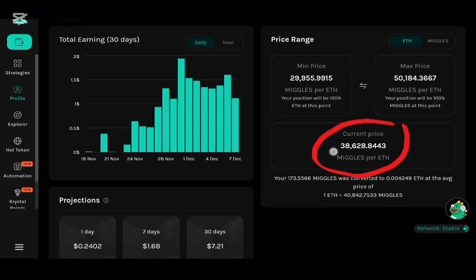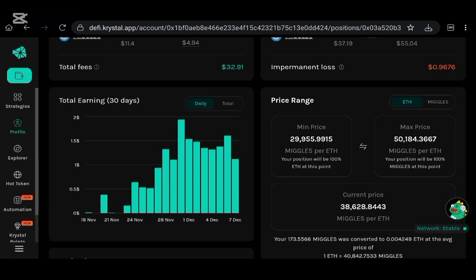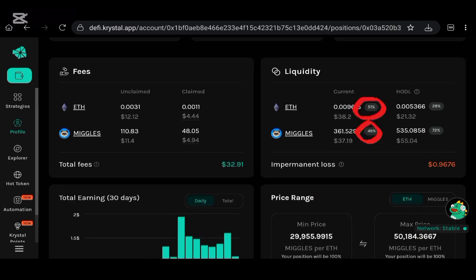That's because of the current price, you see the current price of Miggles per Ethereum. So how many Miggles are necessary to buy one Ethereum, the most valuable coin in the pair? It's pretty much in the middle of my set range, between the minimum and the maximum. That's why you're seeing here this very distributed liquidity between Ethereum and Miggles.